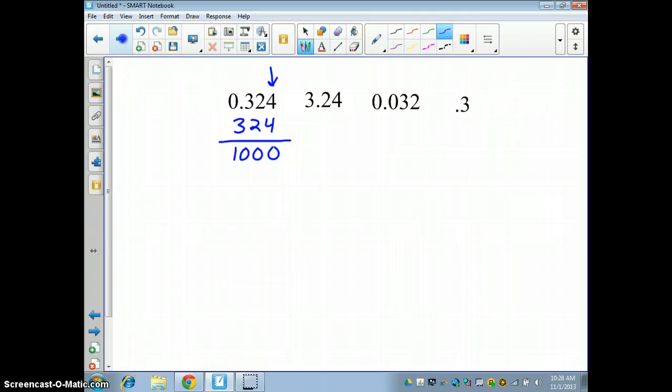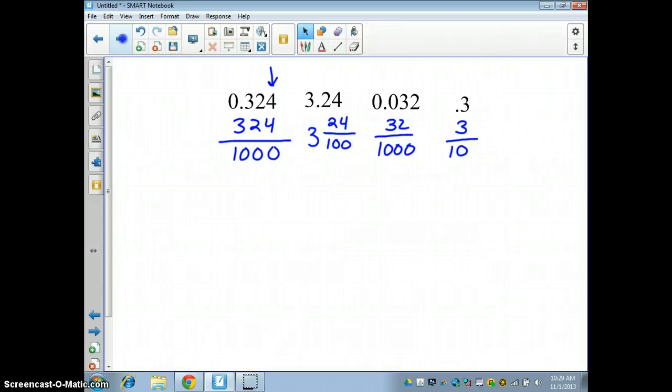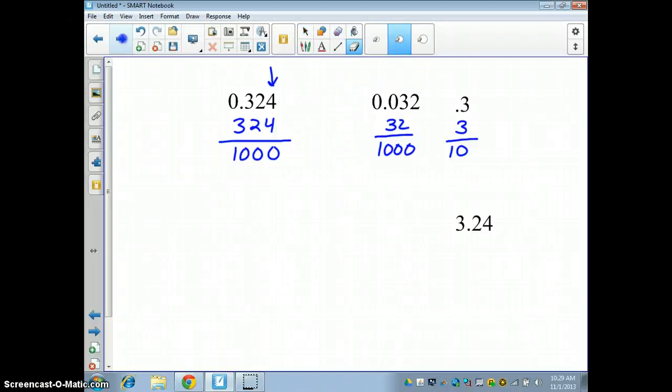With this number, we would say 3 wholes and 24 hundredths. So we can't really compare those numbers, although we are pretty certain that the 3 and 24 hundredths is a very large number because of the 3 whole numbers. From here we have 32 thousandths, and from here we have 3 tenths. So I think we're pretty certain that the largest number in this case would be the 3 and 24 hundredths, due to the fact that it is 3 whole numbers. So I'm going to erase that and get that one out of our way.